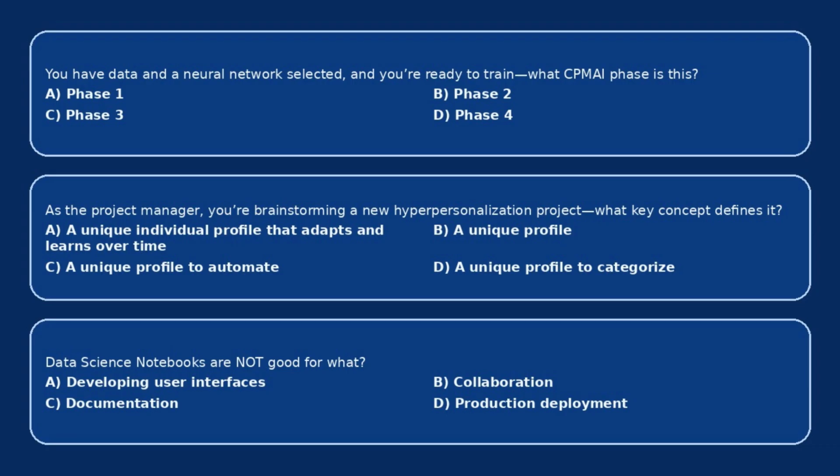As a project manager, you are brainstorming a new hyper-personalization project. What key features should be included to ensure success? Is it a unique profile, a unique profile to automate, a unique profile to categorize, or a unique profile that adapts and learns over time? The right answer is option A. Hyper-personalization requires a per-person profile that continuously learns and updates based on behavior or context over time.